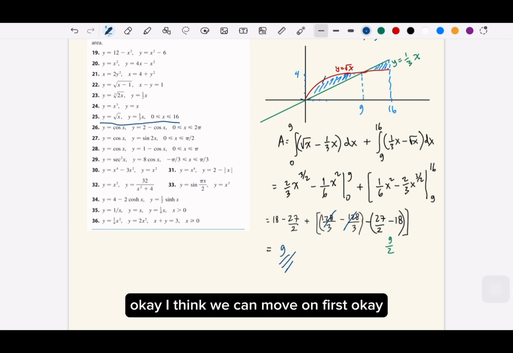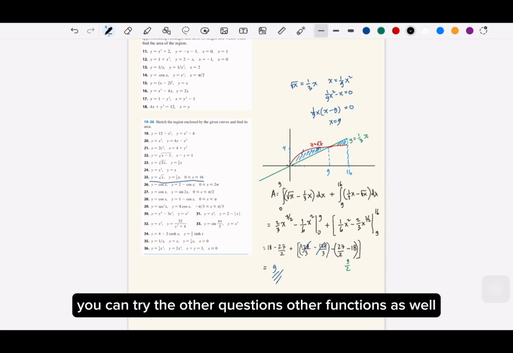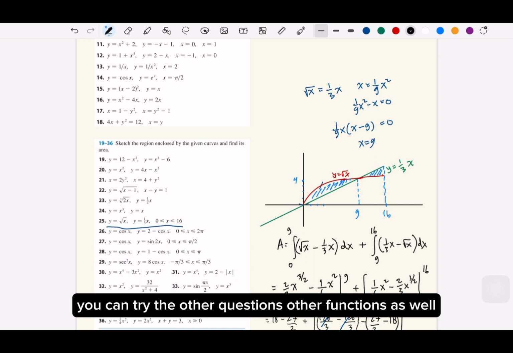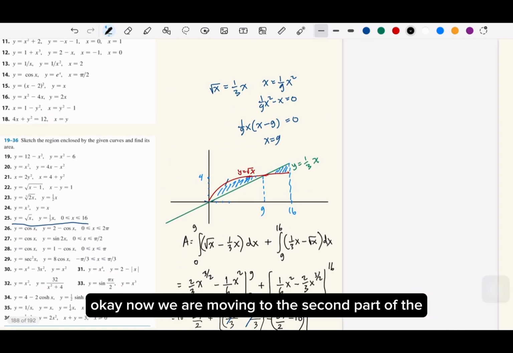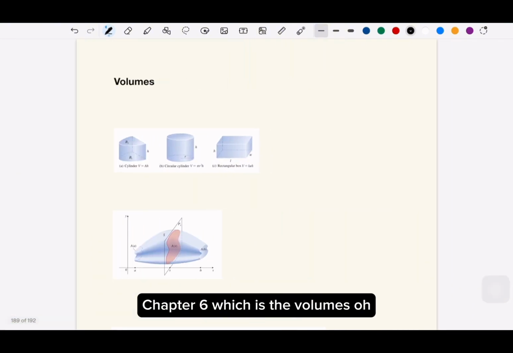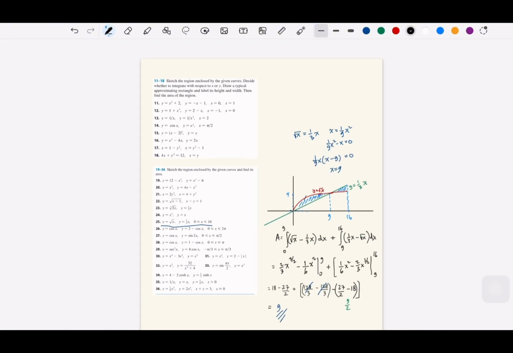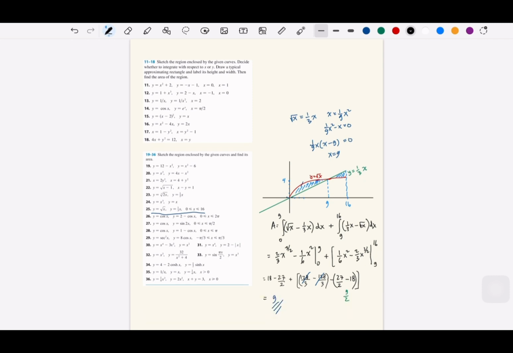Okay, I think we can move on first, okay? And then maybe we can do more exercises later. So that's the example. You can try the other questions, other functions as well. Now we are moving to the second part of chapter 6, which is the volumes. If you want to take notes or take a photo.